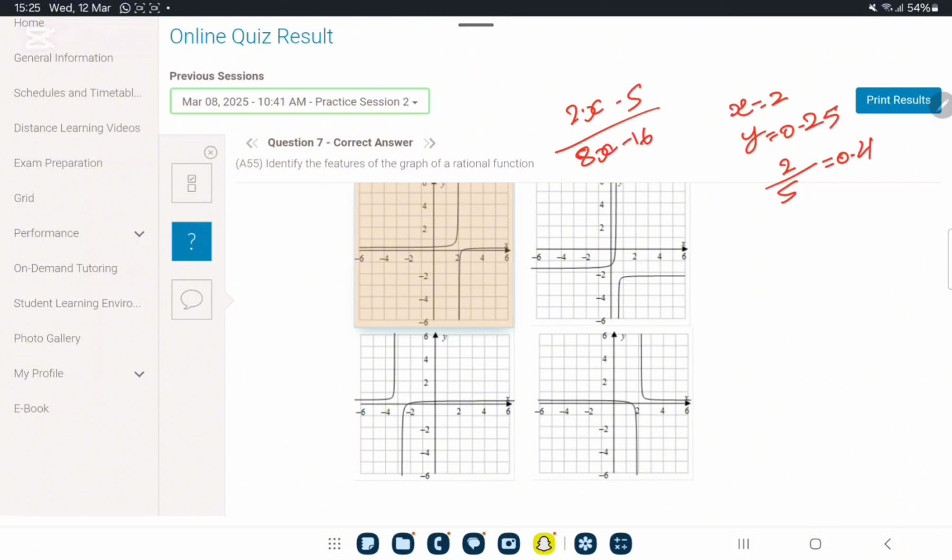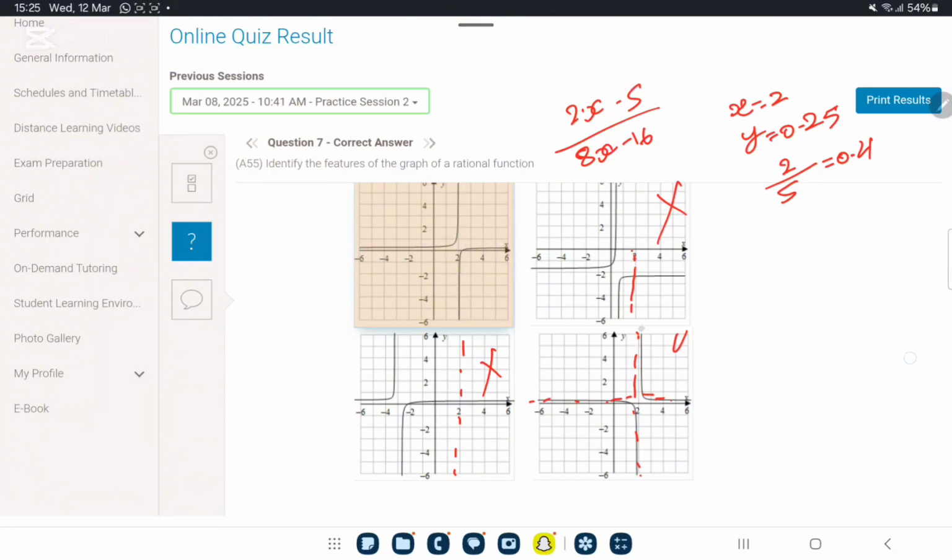So we're gonna use these to find the right graph. We start with the asymptotes. x equals 2 crosses right through, so this is wrong. So this one crosses right through, so wrong. Here it doesn't touch 2, so correct. This one looks like 0.25, so maybe. And so does this one, doesn't cross 2 or 0.25.